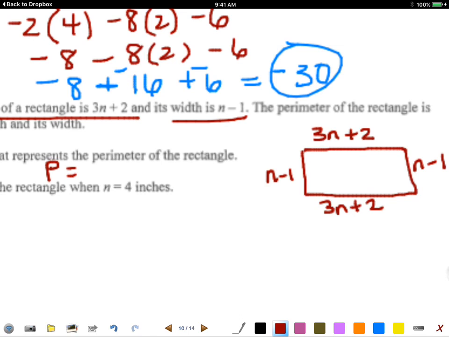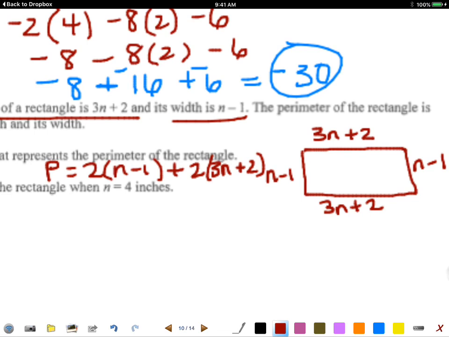Jackson? So it would be P equals L plus W times 2. Okay, we already have our expressions right there. 3n plus 2 and n minus 1. Okay, what do you think? In parentheses, 2 times n minus 1 plus in parentheses 2 times 3n plus 2. Yes. So that's one way. Because you need 2 of the n minus 1s and you need 2 of the 3n plus 2s.